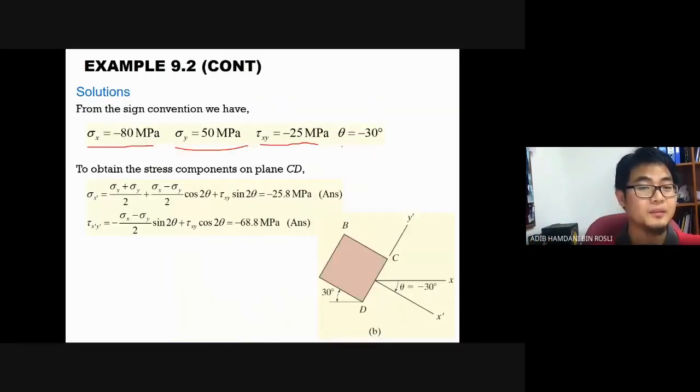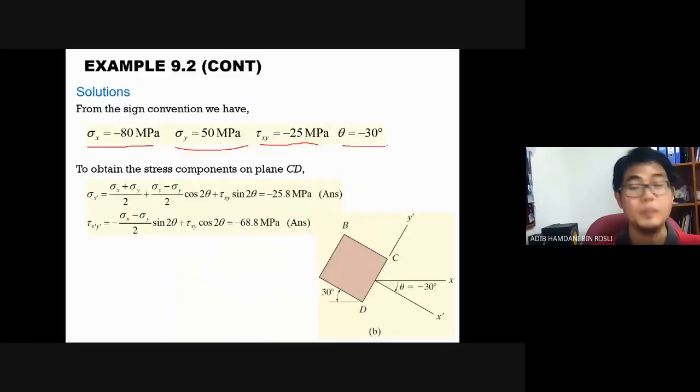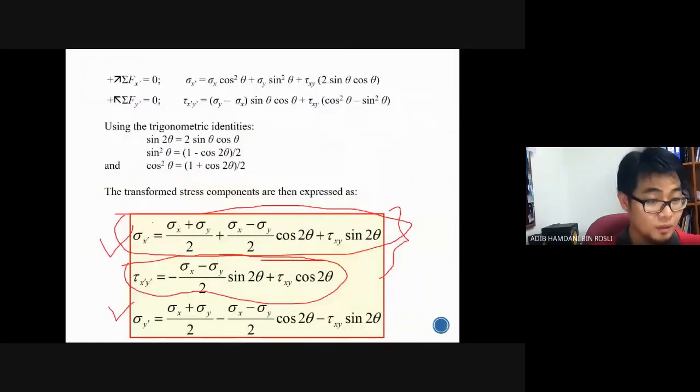And then the angle: look at the question. You rotate it 30 degrees clockwise, which means the angle theta is minus 30. Why minus? Because counterclockwise is positive, clockwise is negative. So if you rotate 30 degrees clockwise, what happens to the state of stress? The first one is sigma x prime. Go back to the equation. Where is the equation? This equation, right?